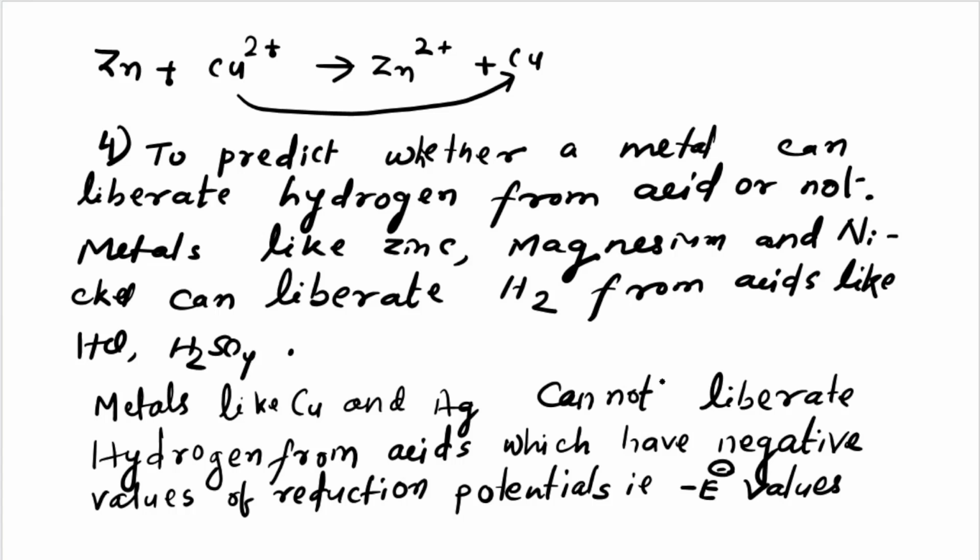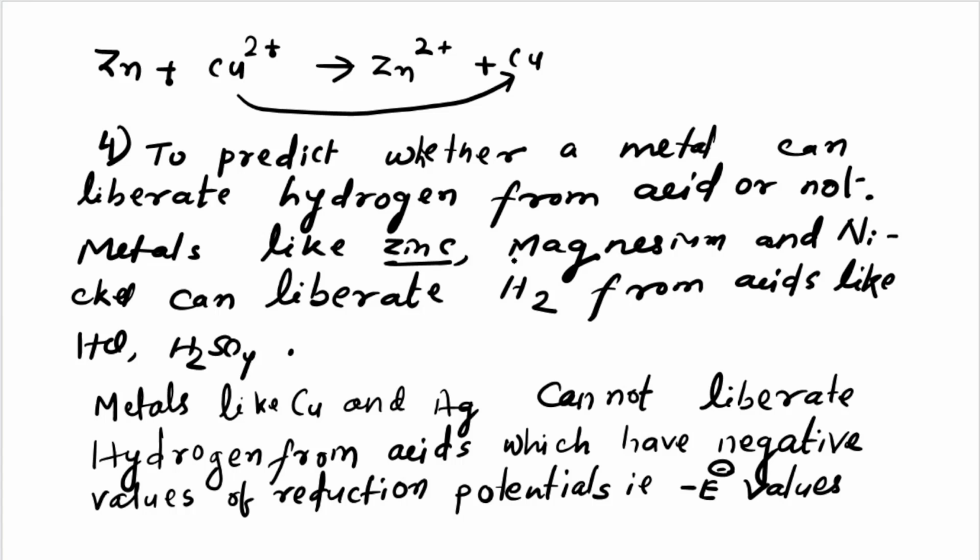If the metals lose electrons to 2H plus, then only hydrogen can be obtained. That means if zinc reacts with hydrochloric acid, then what happens? Zinc easily loses electrons and changes to Zn plus 2. And here, the electrons lost are accepted by H plus from HCl, and it liberates hydrogen.